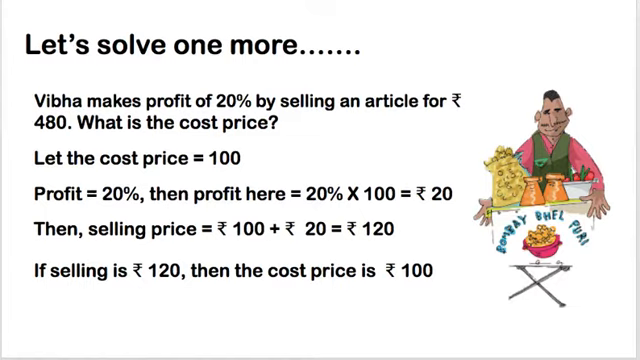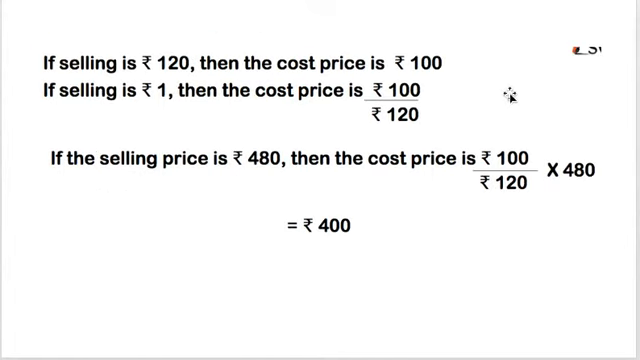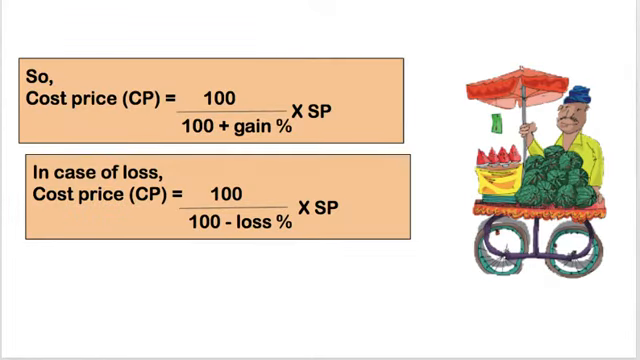100 divided by 100 plus gain percent, that is 100 divided by 120 into the selling price. Is not this last equation the same as the one given in the formula? The thing you need to keep in notice is that when it is a gain, you need to add it into the denominator, and when it is a loss, you need to subtract it from the denominator.